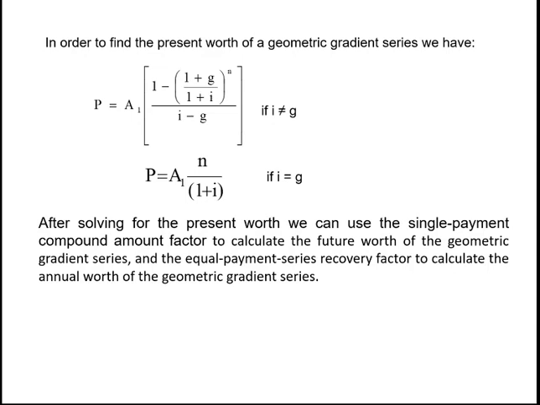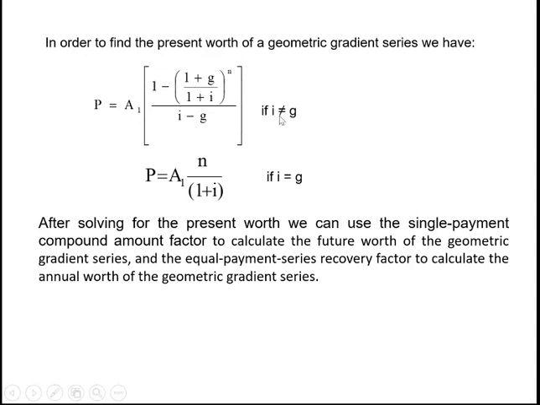For example, the interest rate is 10%, and the rate that the cash flows increase is 5%. So the interest rate is different from the percentage rate that the cash flows increase. That means small i is different from small t.